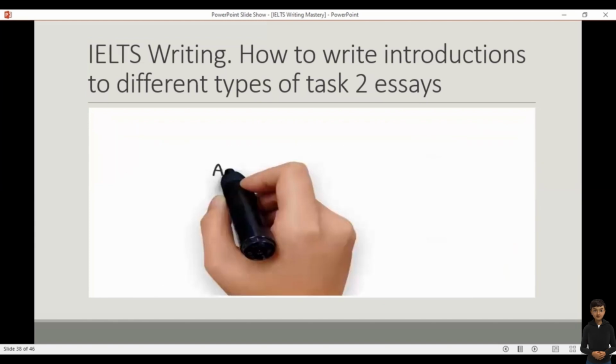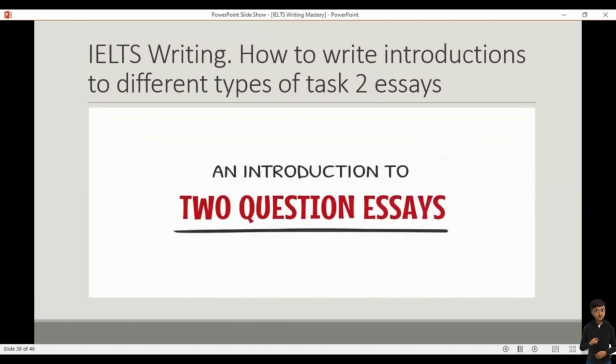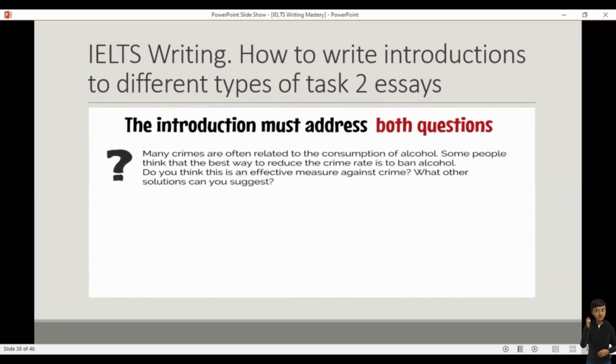Finally, we're going to look at how to write an introduction for two question essays. What is very important here is that the introduction must address both questions. Many crimes are often related to the consumption of alcohol. Some people think that the best way to reduce the crime rate is to ban alcohol. Do you think this is an effective measure against crime? What other solutions can you suggest?